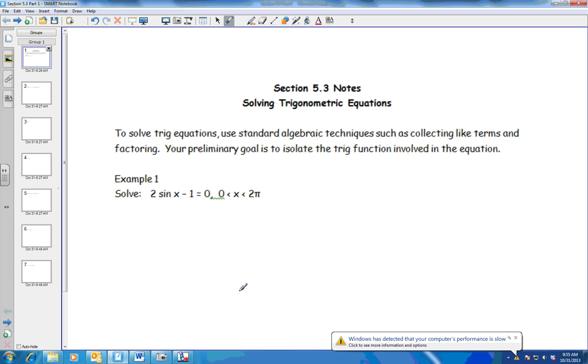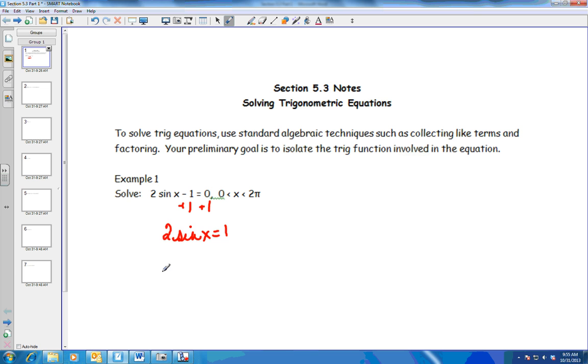So example 1 says, I want to solve 2 sine x minus 1 equals 0, and the answers that we want are going to be between 0 and 2 pi. Okay, well, we have to look at this as a regular algebra equation. I want sine x by itself. So the first thing I'm going to do is add 1 to both sides. So I have 2 sine x equals a positive 1. So if I want to get sine x all by itself, then I have to get rid of the 2, and I get rid of that 2 by dividing by 2. So I get sine x equals 1/2.